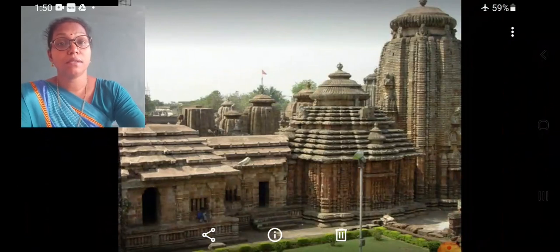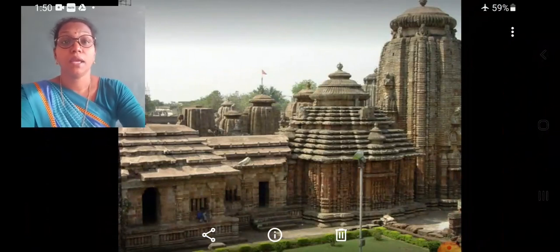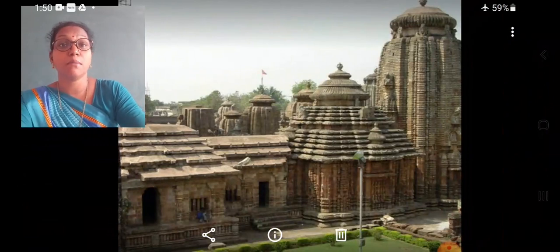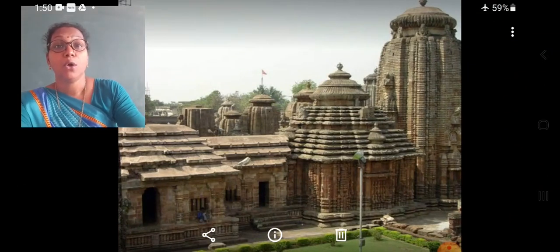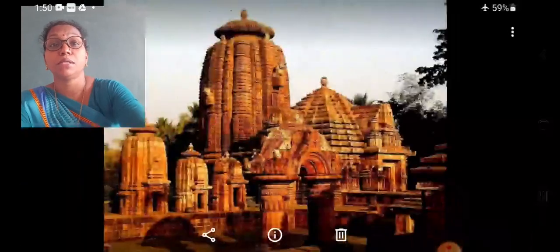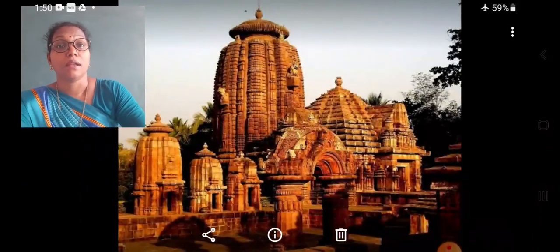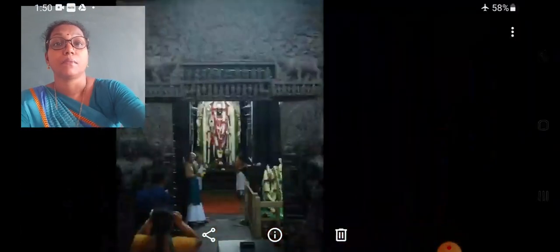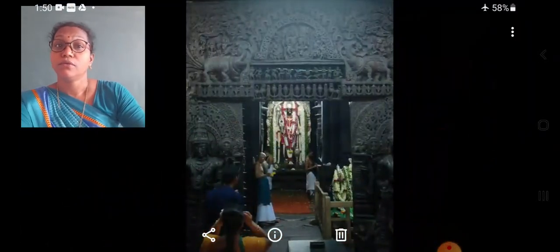Now students, there are many medieval temples such as the Mukteshwara temple, Lingaraj temple or the Khajuraho temples. They have the shikharas. They are good examples of temple architecture, beautiful to visit.